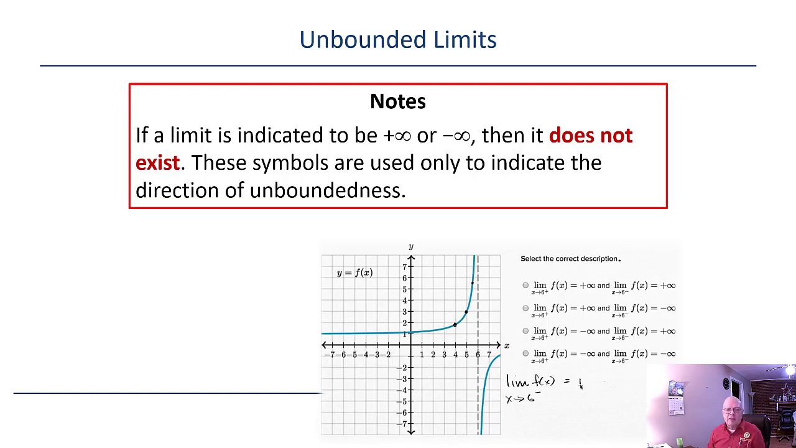Some notes: if a limit is supposed to be plus infinity or negative infinity, remember, if the limit goes positive without bound or negative without bound, then we don't have a limit, period. These symbols only mean that it's unbounded. Remember, there is no such number as infinity or negative infinity. It only points you in a certain direction.